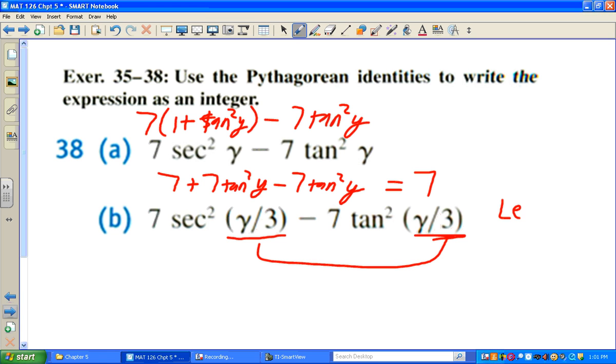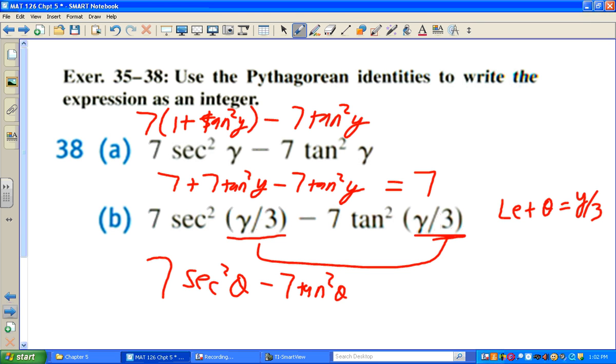I'm going to let theta equal y over 3. That's a powerful move. Okay? You're taking charge of the problem. Now I have 7 secant squared of theta minus 7 tangent squared of theta. What does secant squared equal? 1 plus tangent squared. And then you get 7 again for your answer. The point is that even though you change the angle, as long as it's the same, you can use the identity. If this said y over 3 and y over 4, you cannot use the identity because they're different angles. They're the same angle, just written in an awkward way.